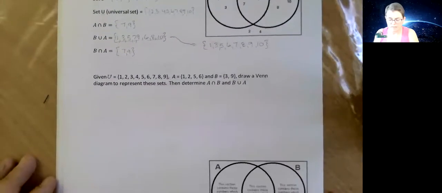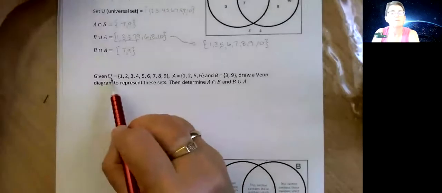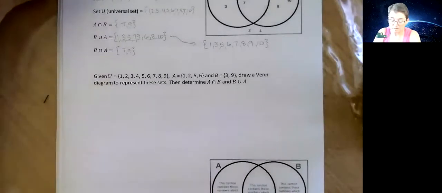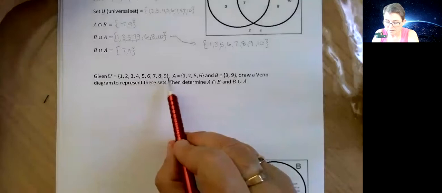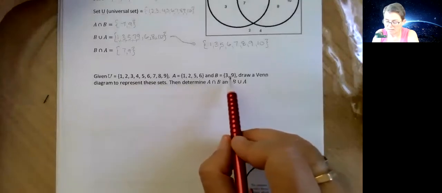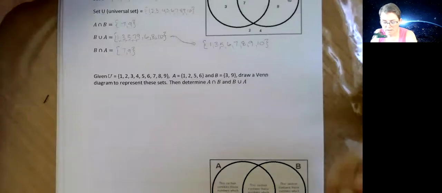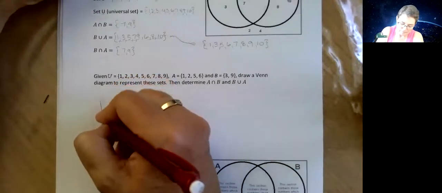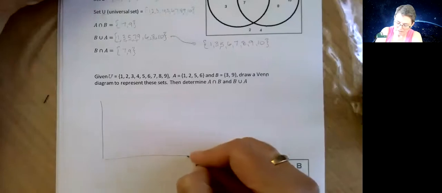All right, oh, wow, what's wrong with my printer? That's just supposed to be a plain old U. It's 1, 2, 3, 4, 5, 6, 7, 8, 9. And A is 1, 2, 5, 6. And B is 3 and 9. Draw a Venn diagram.